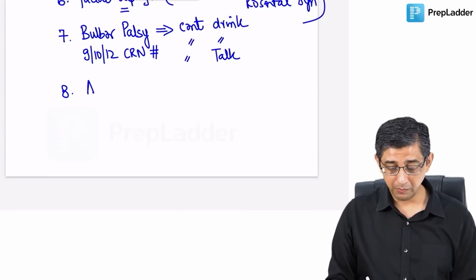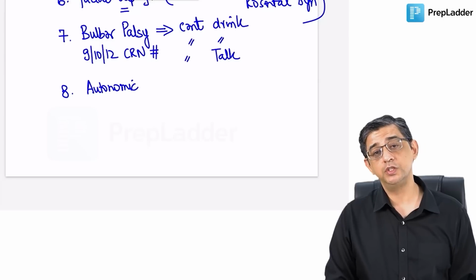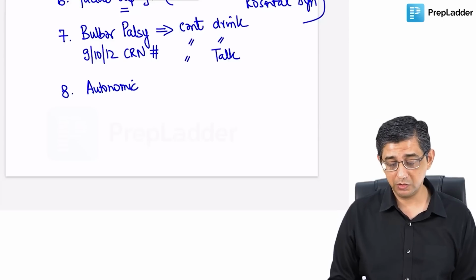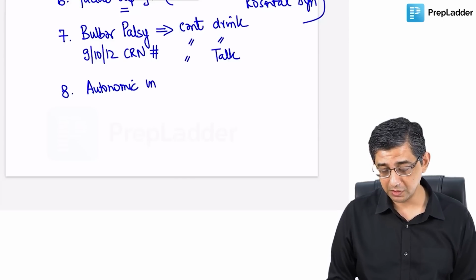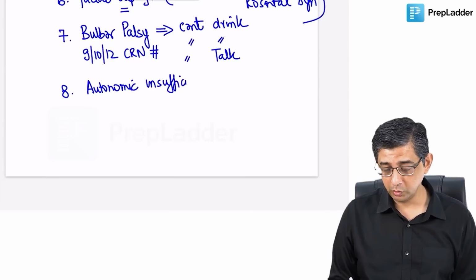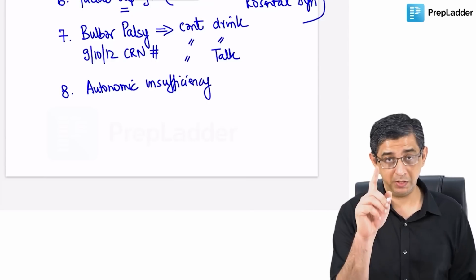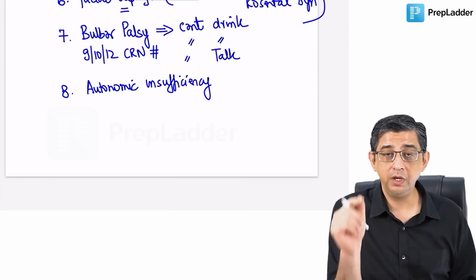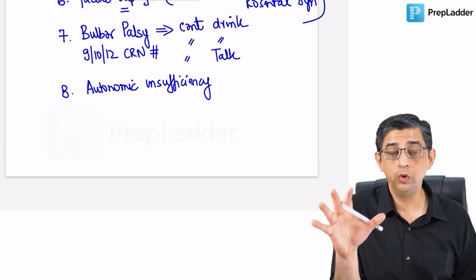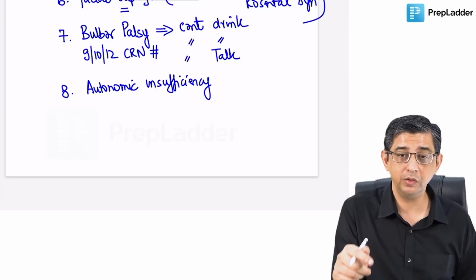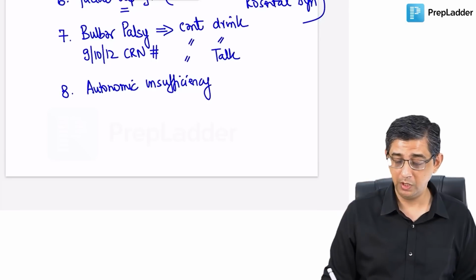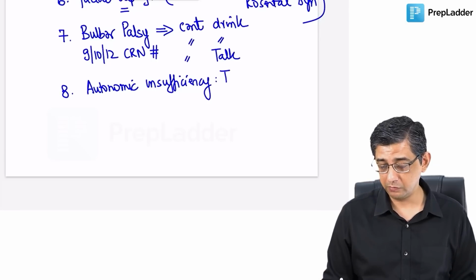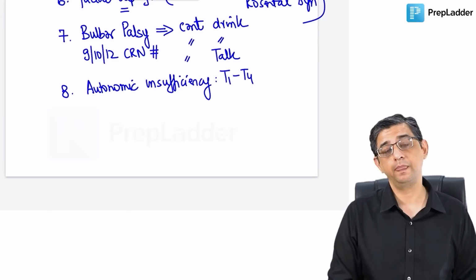The next problem can be autonomic insufficiency. Well, in this particular disease, yes, you can have sensory manifestations also, you can have autonomic manifestations also. So let me explain both of them. Do not be under the impression, mark my words guys, that this is only a pure motor disorder. There can be sensory involvement also, there can be autonomic involvement also. Let me explain what I mean by the word autonomic insufficiency here.